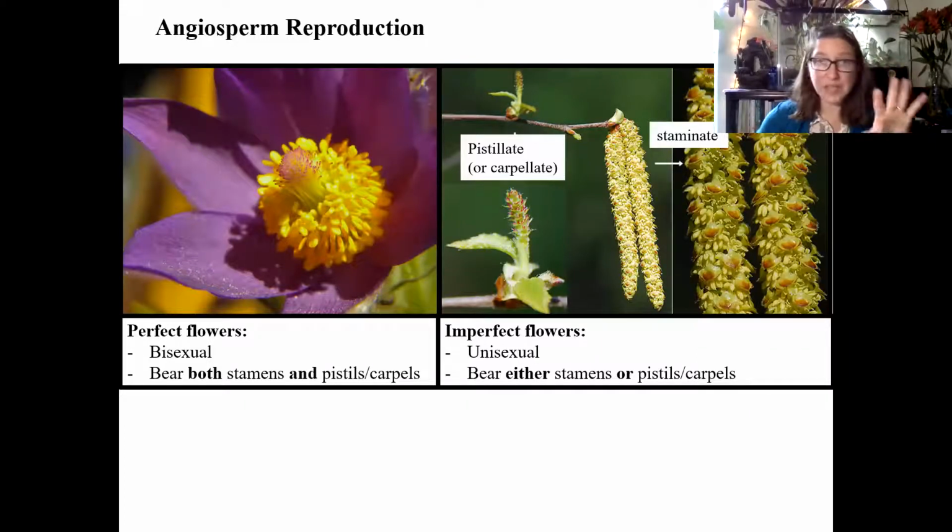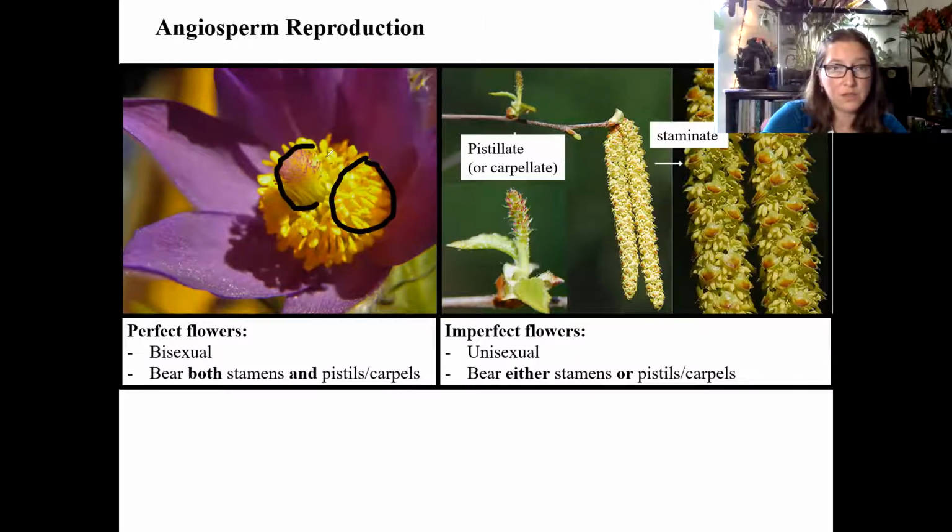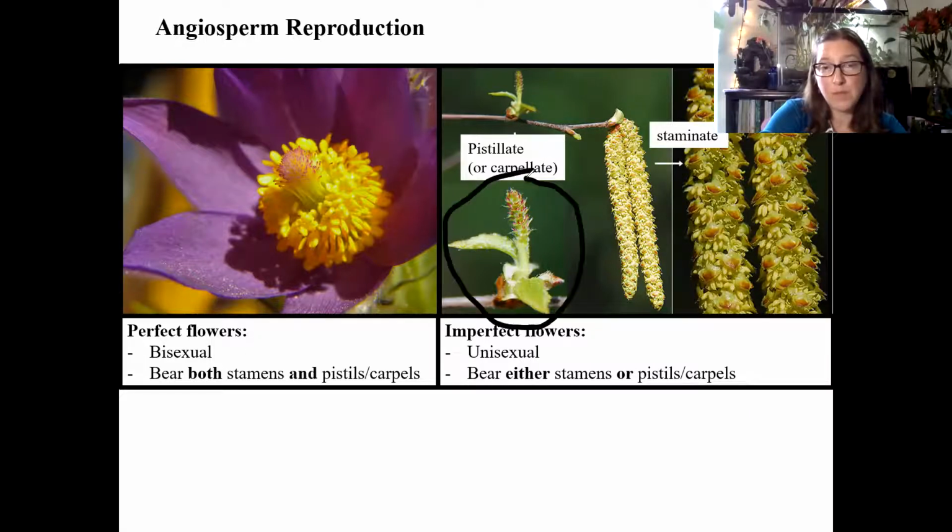So both of these types of flowers exist, right? Here on the left, you have a perfect flower, which has both the stamens and the pistil/carpels. All of these things here are stamens, and the pistil/carpels are in the middle. Whereas the plant on the right has imperfect flowers, right? Either female flowers with female sexual structures or flowers with male sexual structures.